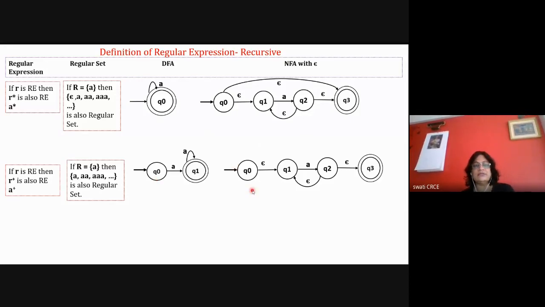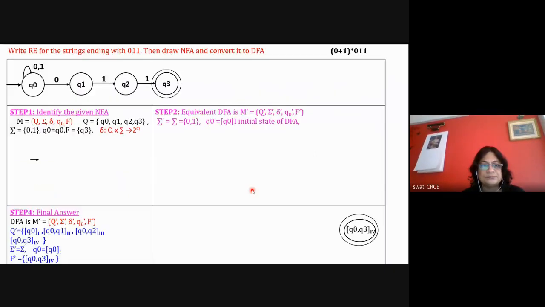Okay, that is the reverse way. So we will learn that. And sometimes there is a question asked for 5 marks on Arden's theorem. Okay, now there can be a question in the exam like this: write a regular expression for the strings ending with 0, 1, 1.